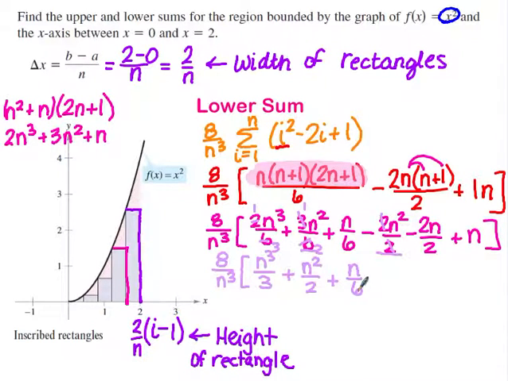And you're probably wondering, why didn't I do anything with these back two? Well, because this is negative n plus n. So what ends up happening to those? They cancel.